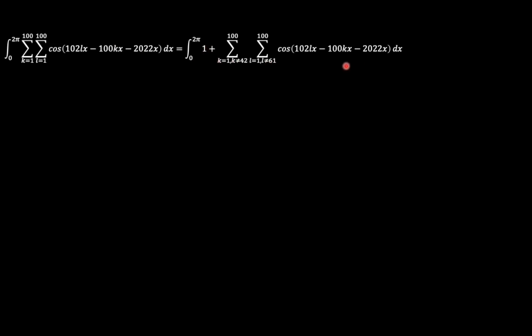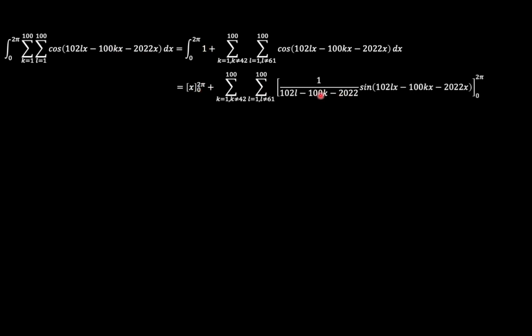Now for the remaining part, it is okay. There is no fear that the argument in the cosine function will be 0. So therefore, when we integrate that, the part for which the argument is 0, we integrate 1 from 0 to 2 pi and get x. For the other part we have 1 over 102l minus 100k minus 2022 times sine of 102lx minus 100kx minus 2022x. Again, from here we see any integer multiple of pi, sine of that is 0, and the sine of 0 is 0. So we're left with 2 pi as the result for the first integral term.